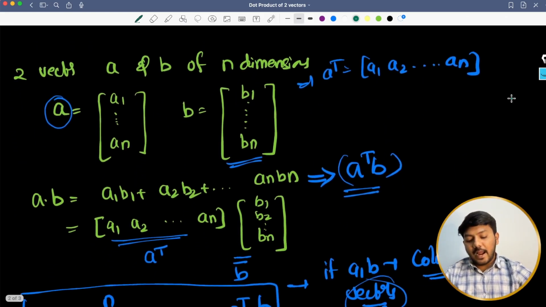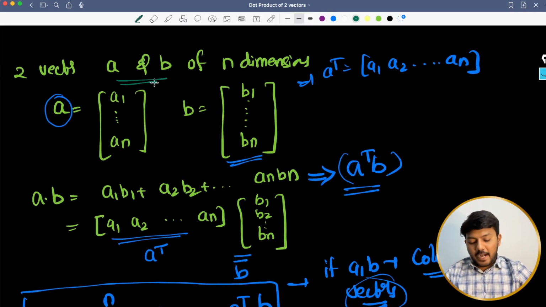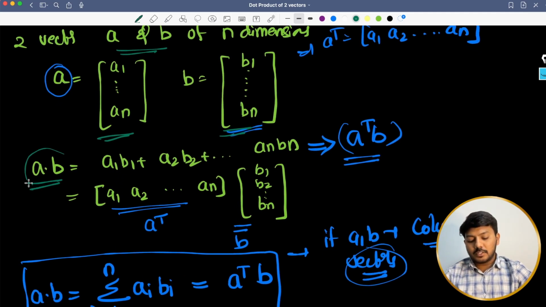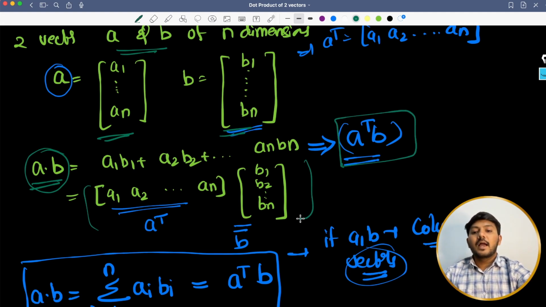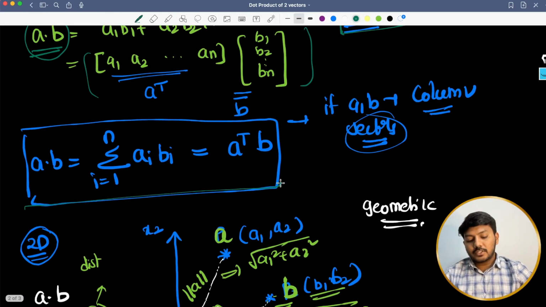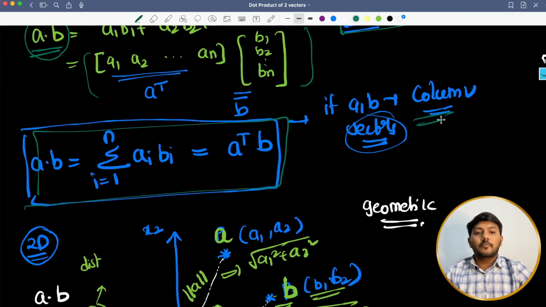And if I say I have two vectors A and B, and by default both of them are column vectors, and I have to calculate A dot B, then it is equivalent to A transpose B according to matrix multiplication. So this is the whole formula, if A and B are column vectors.